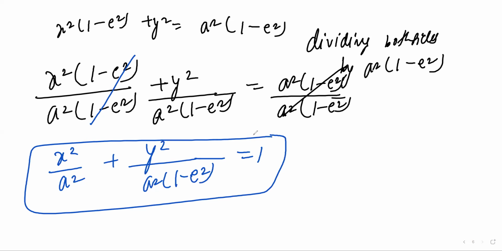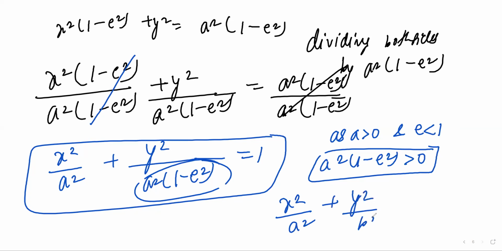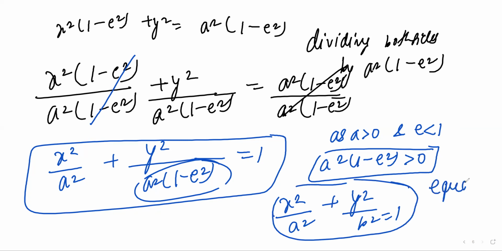As we know, a is greater than 0 and e is less than 1. So a²(1 − e²) is greater than 0. I will take this part as b². So it is x²/a² + y²/b² is equal to 1. So this is the equation of an ellipse. Understood?